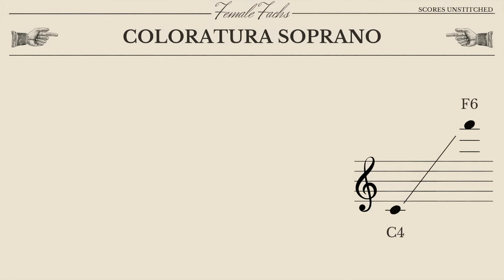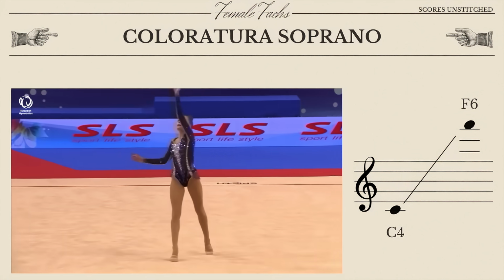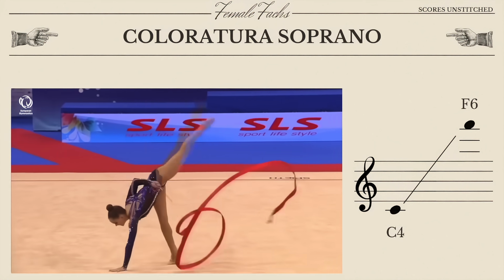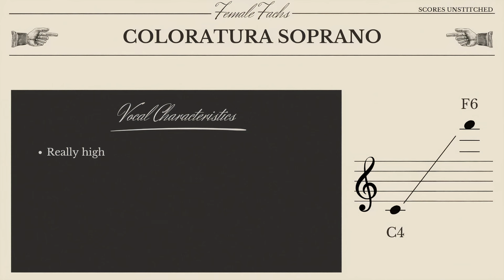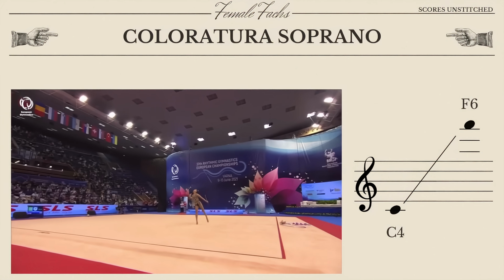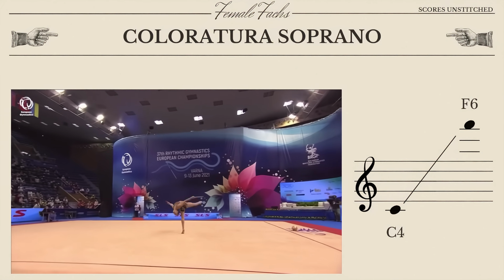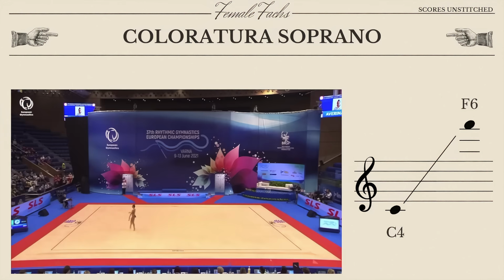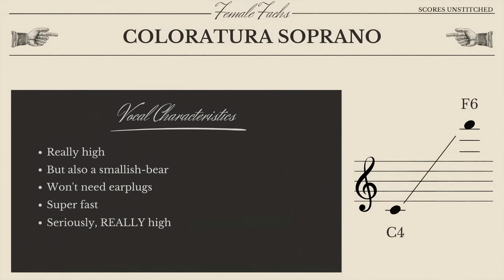Coloraturas have a range from middle C to F6, and I think of them like the tiny Olympic gymnasts who take home all those gold medals. They have a high voice, obviously, they're sopranos, but it's usually pretty small. It's not very rich or resonant. They're like those little girl acrobats. The thing that makes a coloratura soprano special is that they have to be super flexible, so they can sing really fast and really high.